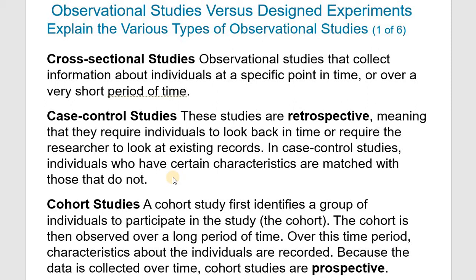Cross-sectional studies. Those are observational studies that collect information about the individuals at a specific point in time or over a very short period of time. The second type of observational studies is case control studies. Those studies are retrospective, meaning that they require individuals to look back in time or require the researcher to look at existing records. In case control studies, individuals who have certain characteristics are matched with those that do not.